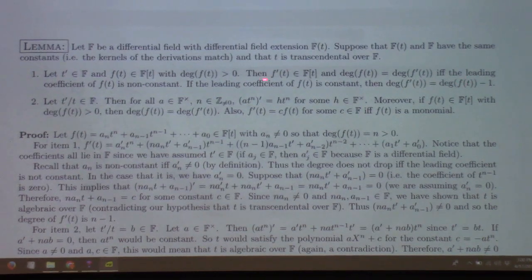Nothing surprising here, really. And then part 2 is a statement about how t prime over t works. Isn't that interesting? Now the derivative's upstairs. As you can see, basically this lemma says that things work like you'd expect them to for a logarithmic extension, okay?